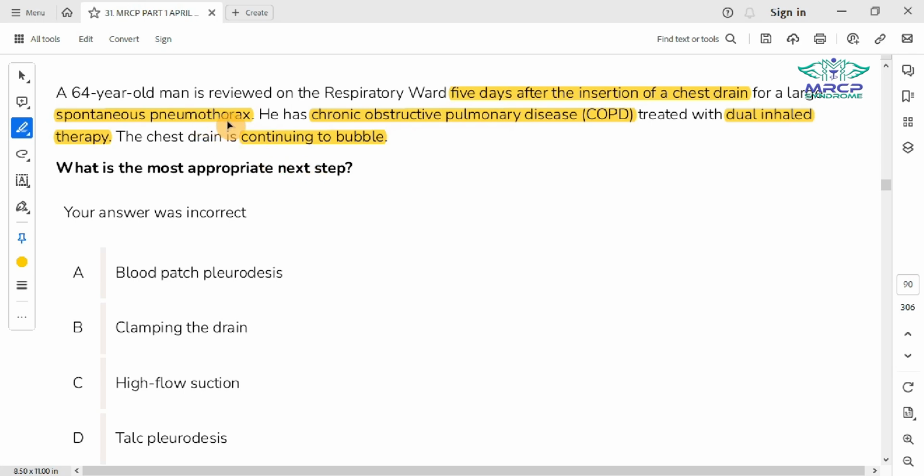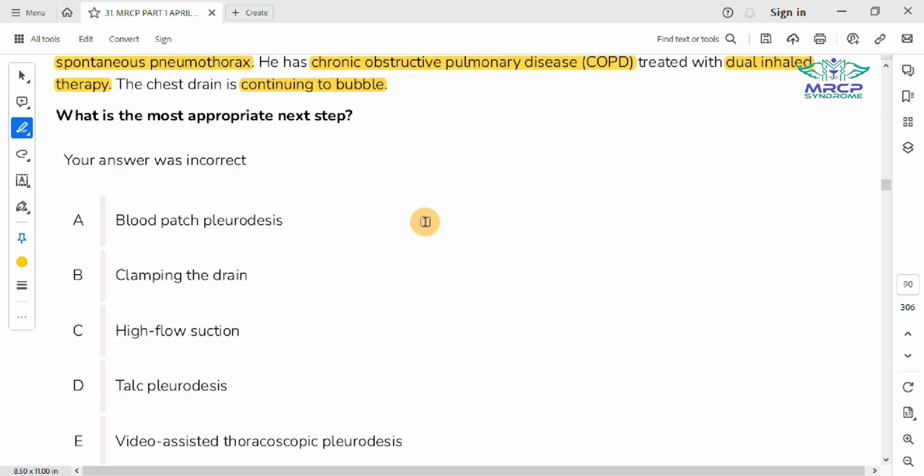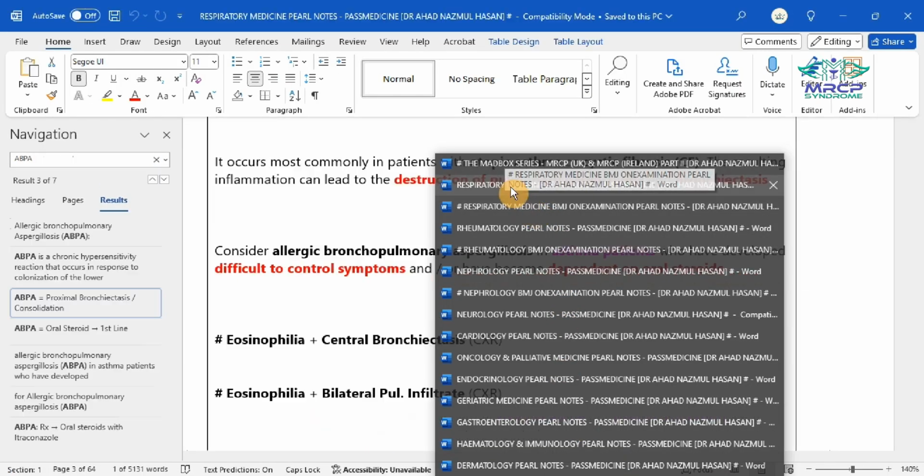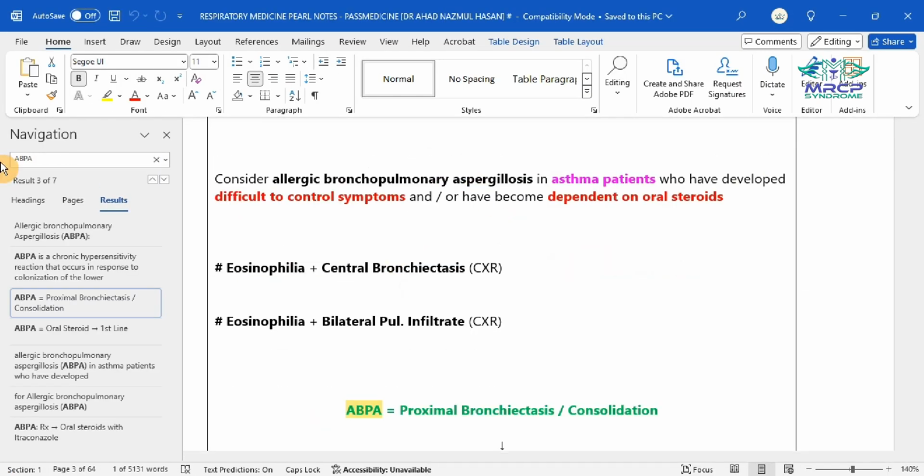So what is the most appropriate next step? So this is a secondary spontaneous pneumothorax treated with a chest drain. There is presence of bubbling after 5 days. So what should be the next step? Video assisted thoracoscopic pleurodesis. Yes, we'll be going for the VATS pleurodesis. So here is our criteria in pneumothorax.